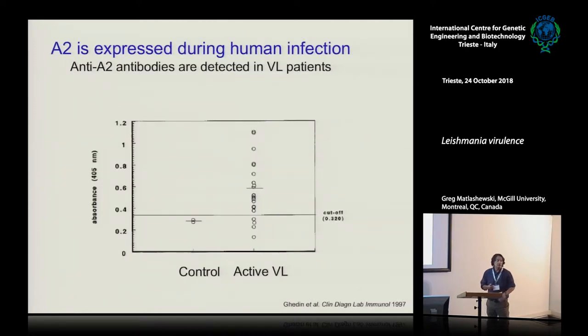If you look at sera from infected people, you can see that people do make antibodies against this protein. It's a highly antigenic protein, so you can see anti-sera here as compared to control here. So this means that it is expressed when it is inside humans as well, because people are making antibodies against this protein.